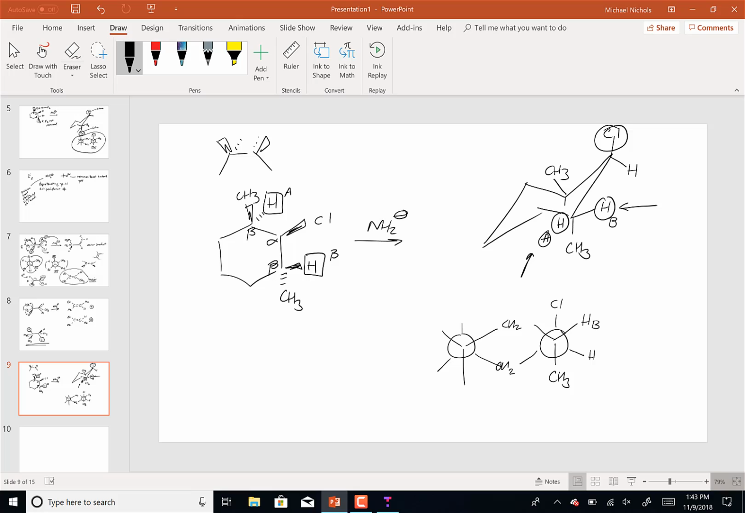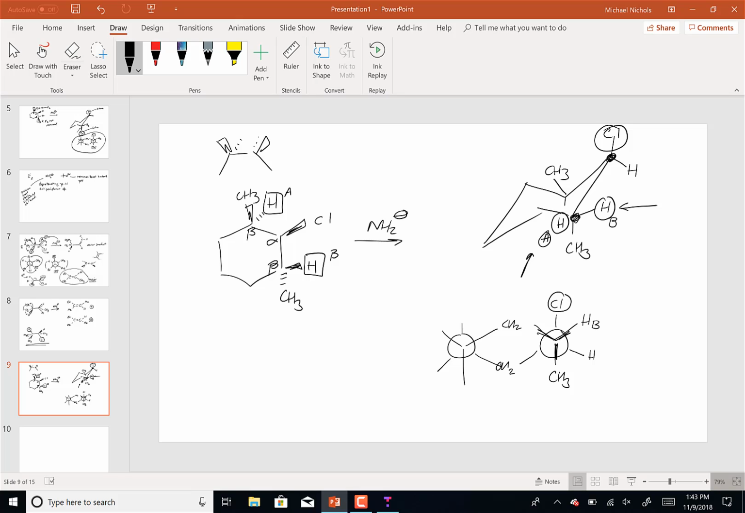Okay. It would look like that. So I'm just going to focus on this carbon, even though that's not the one that's going to be deprotonated, because I'm looking at these two carbons right here, which is this Newman projection.